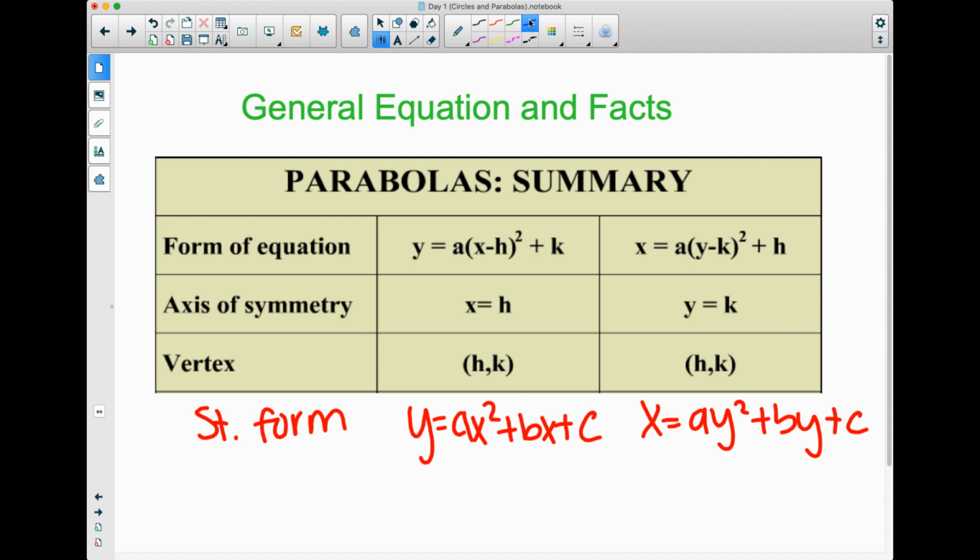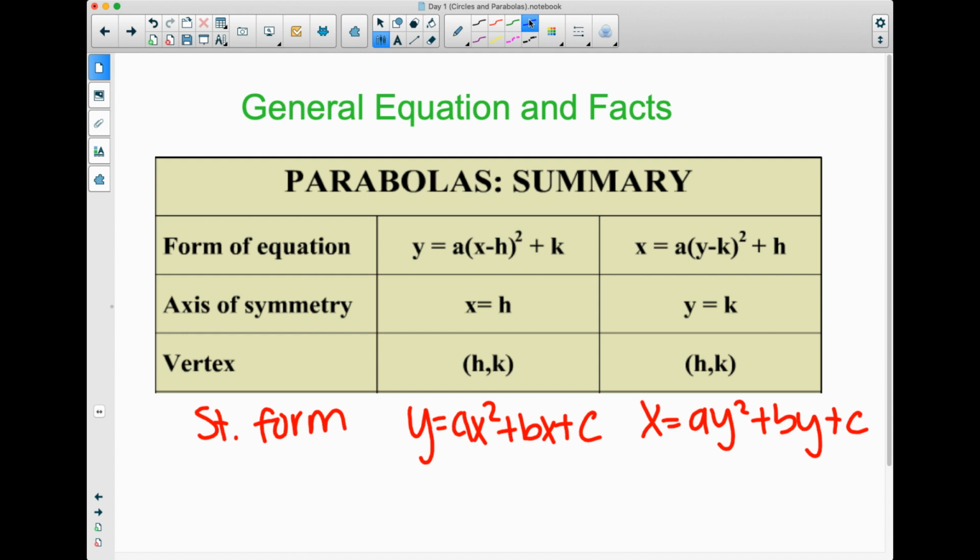Okay, so if you notice, (h, k) is still your vertex. However, h is located over here now, and k is over here. So my rule of thumb is always h is always with x, and k is always with y, because h, k, and that kind of helps too. Especially when we start looking at circles and ellipses and stuff like that. h and x always go together, and k and y always go together there.